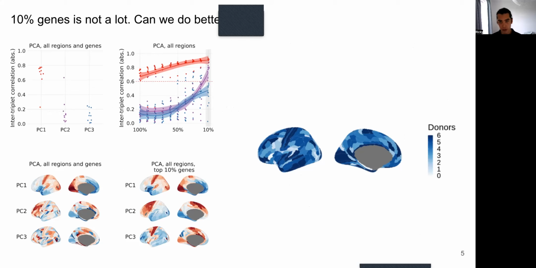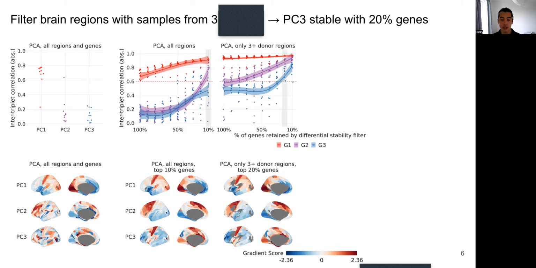So what if we drop those regions? We can drop all the 43 regions that have samples from only 1 or 2 donors, which gives us a bit of a patchier result, but also a result that is much more stable. So you can see here that when we filter for only the 3+ donor regions and then run our PCA, PC3 now has a higher, about a 0.8 median intertriplet correlation with top 10% genes.